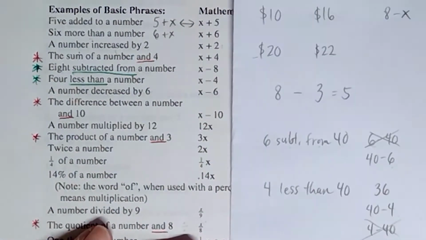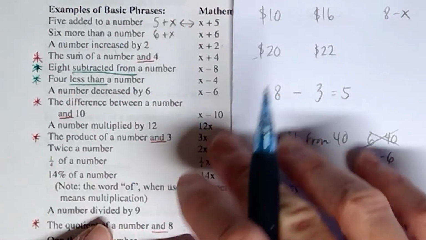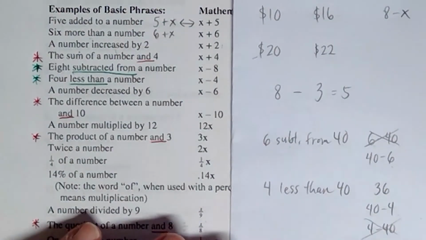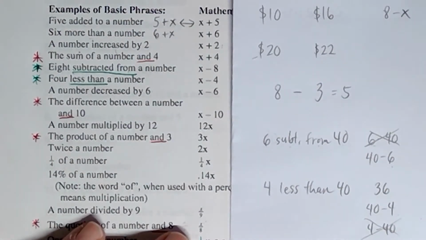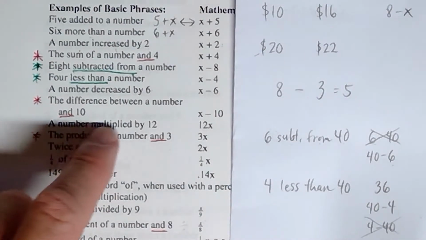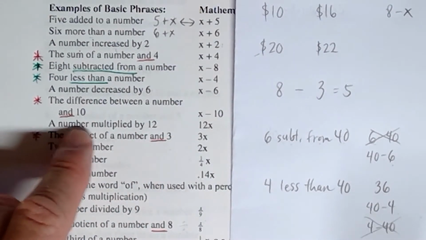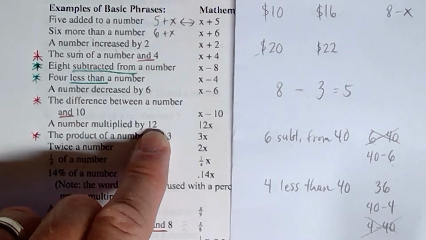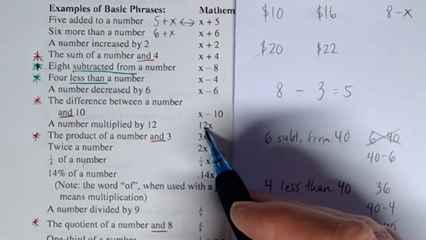But there are some other ones where you could change the order, but only if it comes out the same as the original order. And that's the important thing to remember. A number multiplied by 12. We know that that's x times 12. Okay, but we also know that x times 12 is 12x.